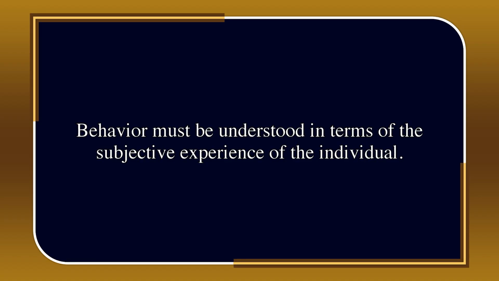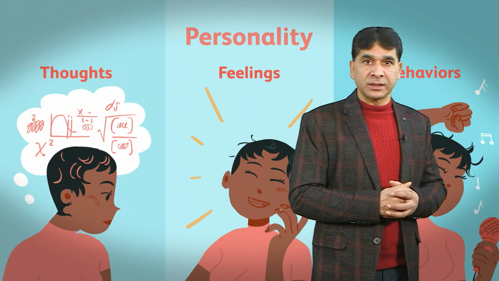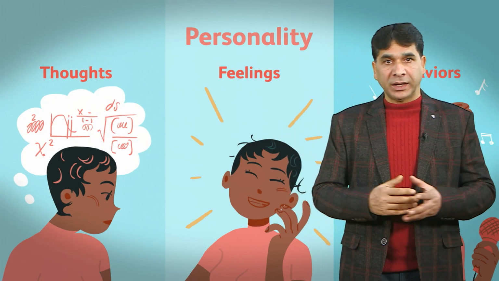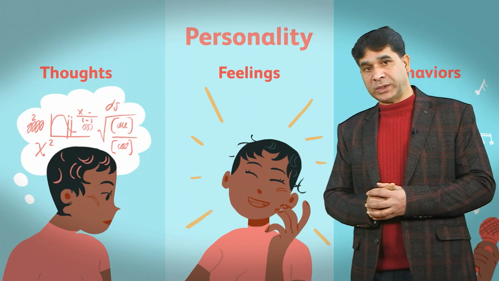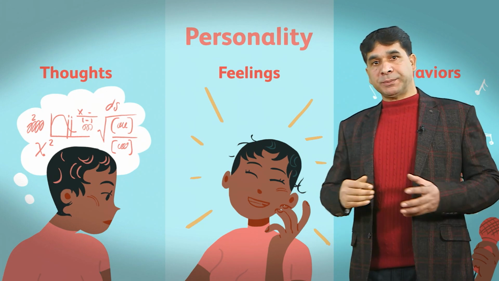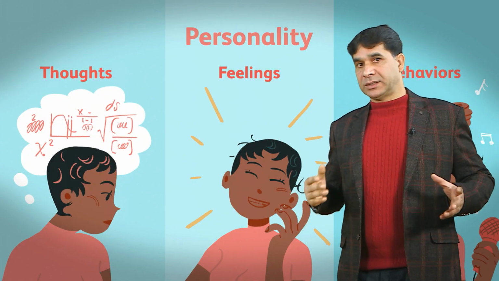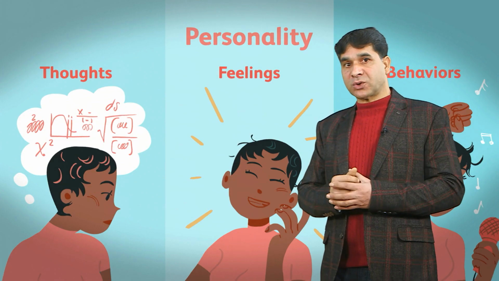For them, behavior must be understood in terms of the subjective experience of the individual. If we wish to understand human behavior, we need to understand the person producing the behavior and how the person sees the world. It is only the individual who can explain the meaning of a particular behavior. Most approaches see little value in subjective experiences. Behaviorists assert that what people think or say is irrelevant to the explanation of behavior. They focus on the role of environment.